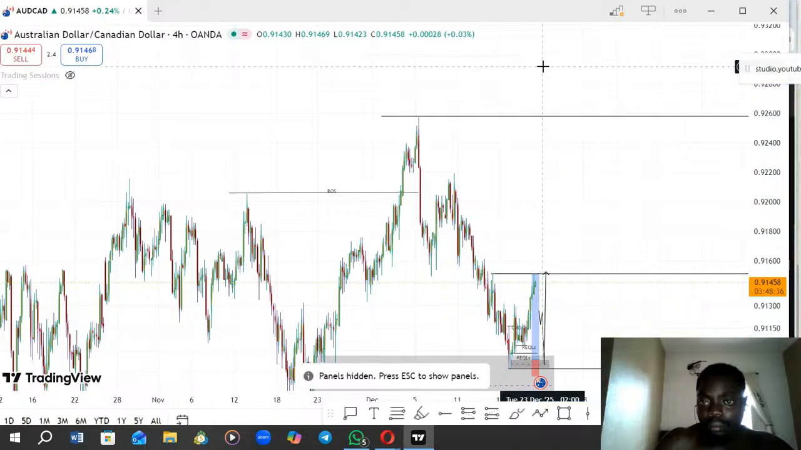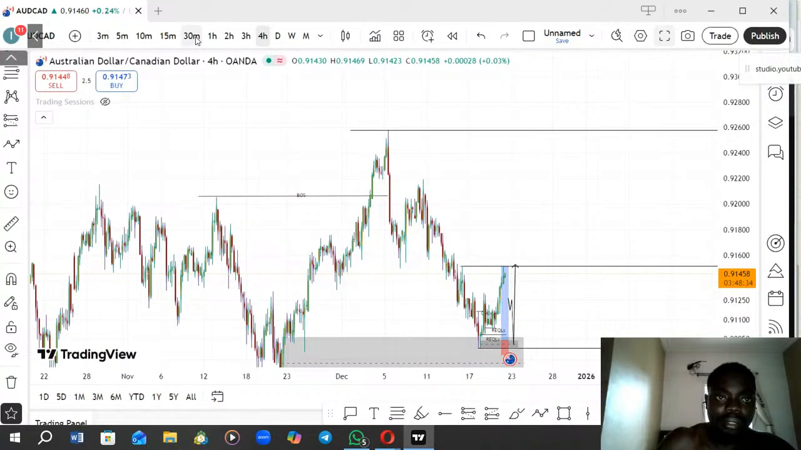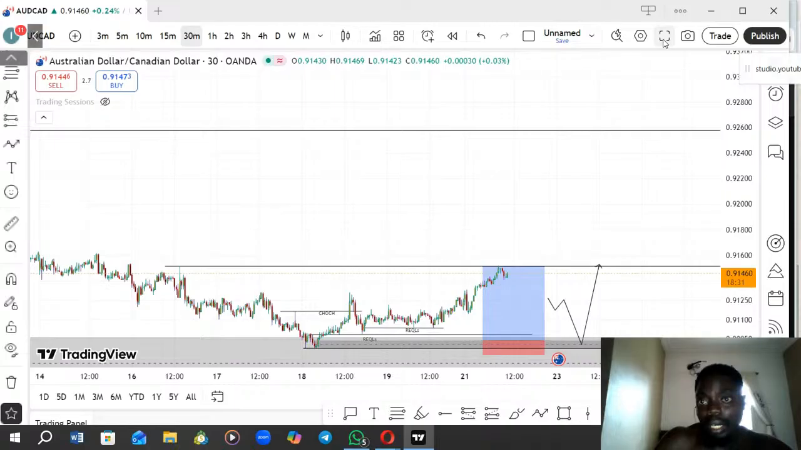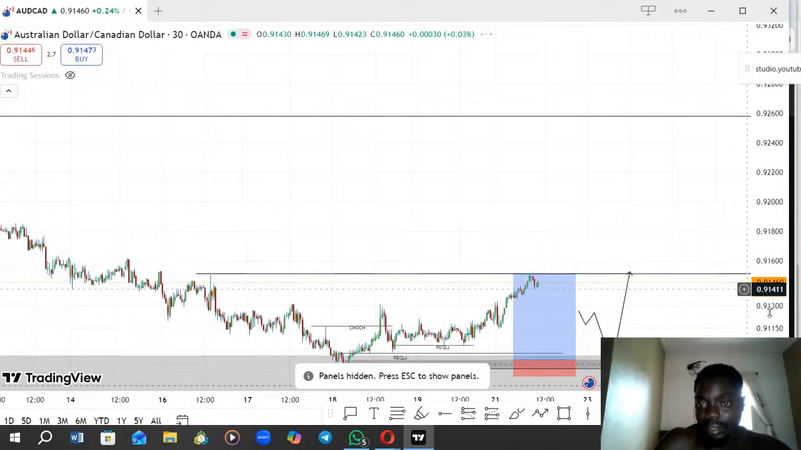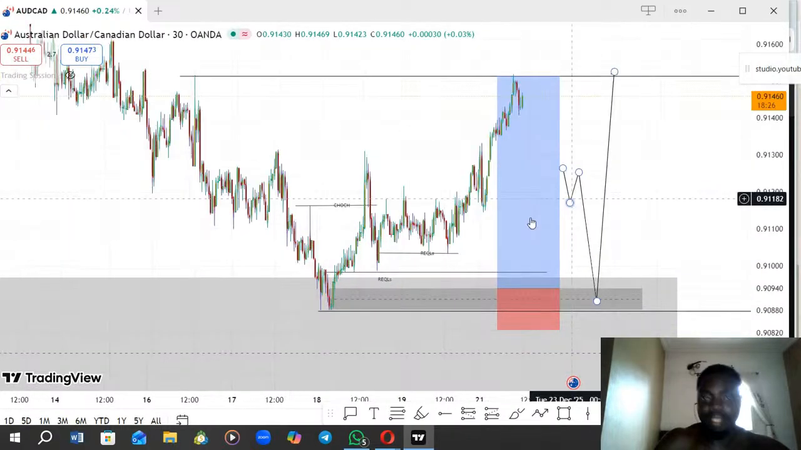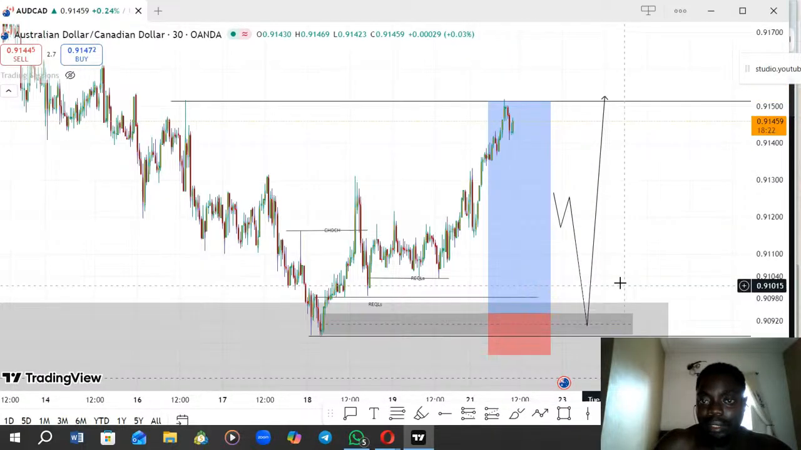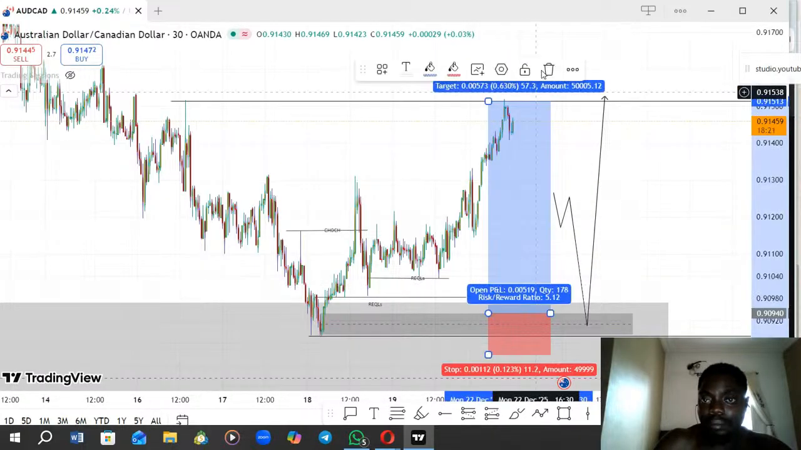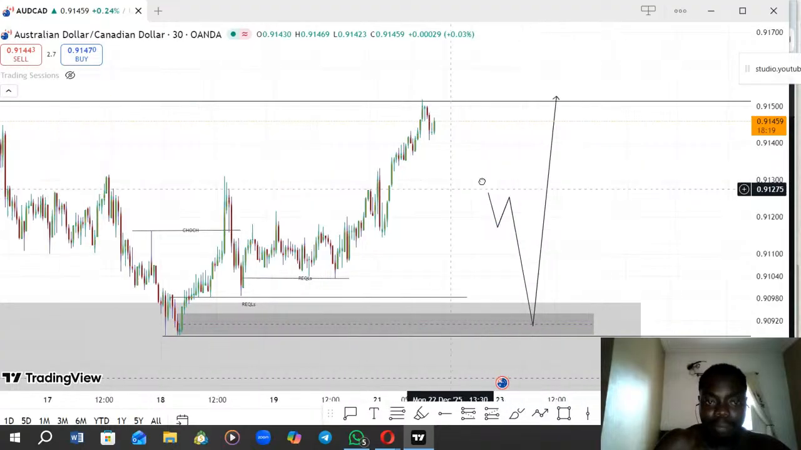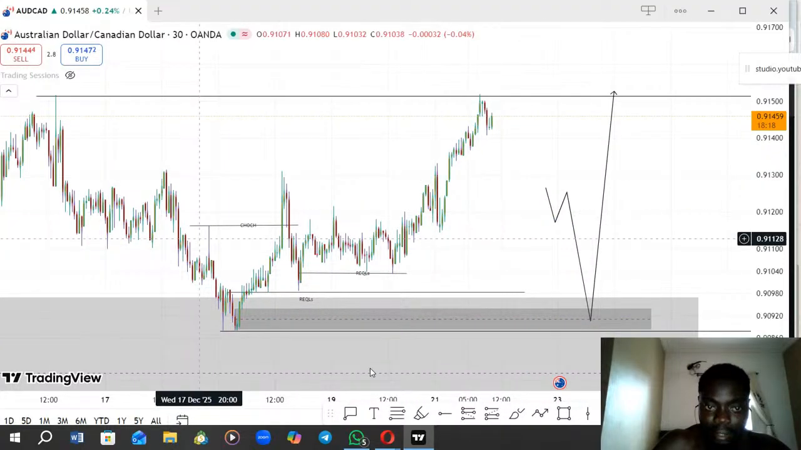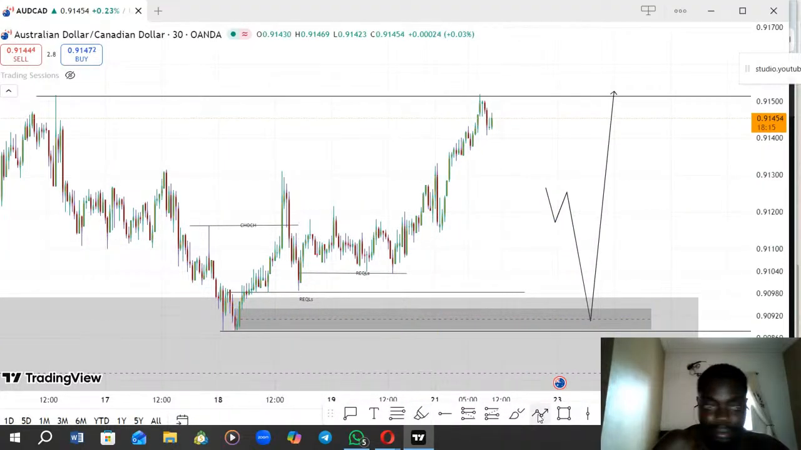So now on the 30-minute time frame, how can we enter this market? You can see that this zone is too big. But you can see that as price came back here, price had a shift in market structure here. Look at it here.